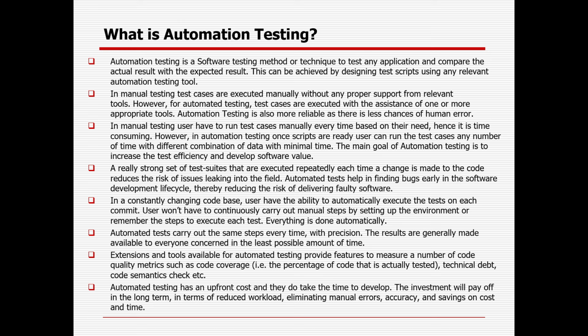In manual testing, test cases are executed manually without proper support from relevant tools. However, for automation testing, test cases are executed with the assistance of one or more appropriate tools. Automation testing is more reliable as there is less chance of human error. In manual testing, everything is run manually every time based on the need. It might be time consuming, but in automation testing we can run similar test cases with variations of data without manual intervention, and we can also go with a nightly run or weekend run. We can configure this.